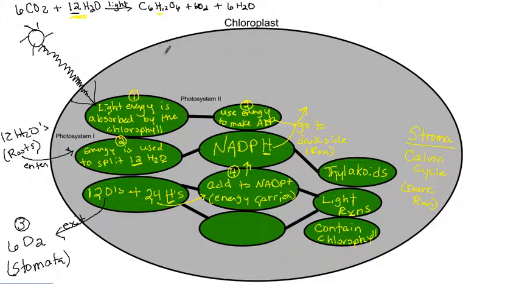All right, so our ATP and our NADPH, which is really just our hydrogens, are going to come up here and they're going to combine with our 6 carbon dioxides. Okay, so this is where a big chemical reaction will occur. These guys are all going to combine together.